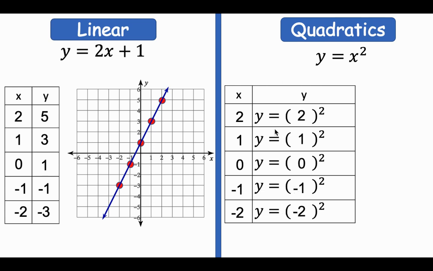And I'm just going to square all those values. So again, take your X value, plug it into where the X was, and then you've got your substitution step done. So 2 squared is 4, 1 squared is 1, 0 squared is 0, negative 1 squared is 1, negative 2 squared is positive 4, because it's negative 2 times negative 2.